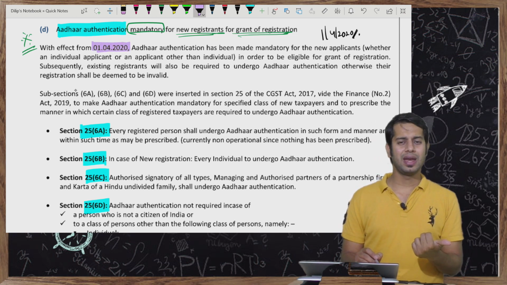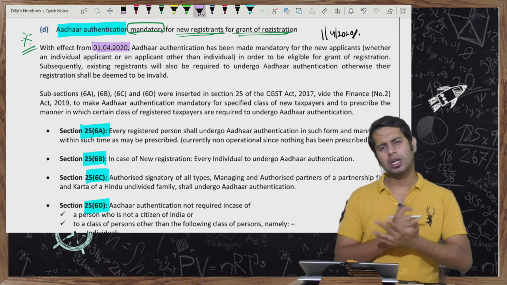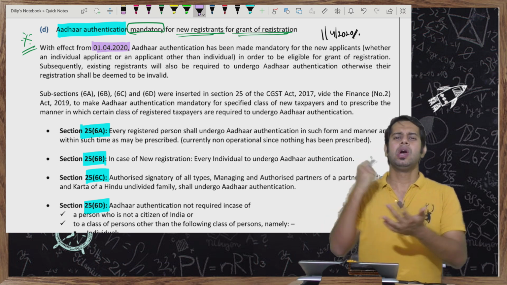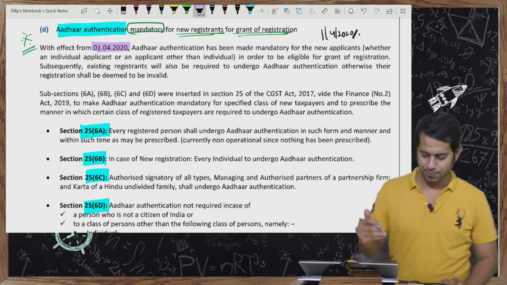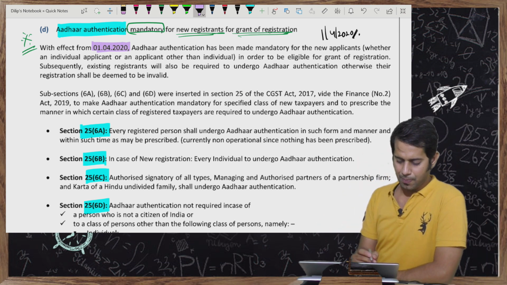For whom is it necessary? What if I have not updated a mobile number in Aadhaar? What if I don't have an Aadhaar card at all? What will happen in those cases? We'll see. Very important point.